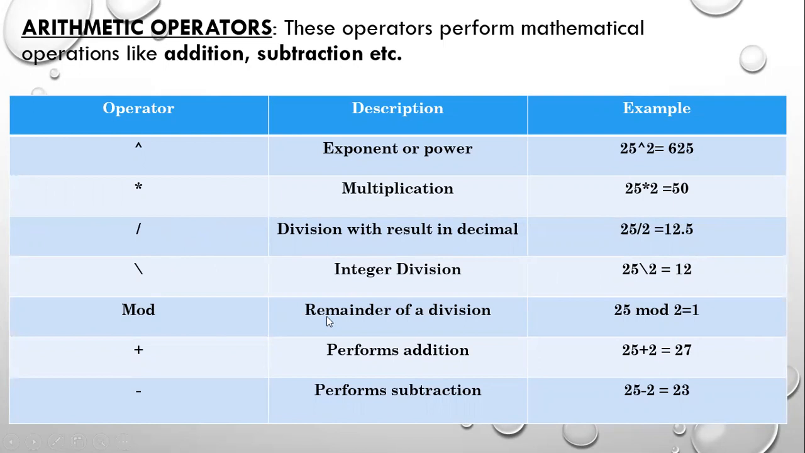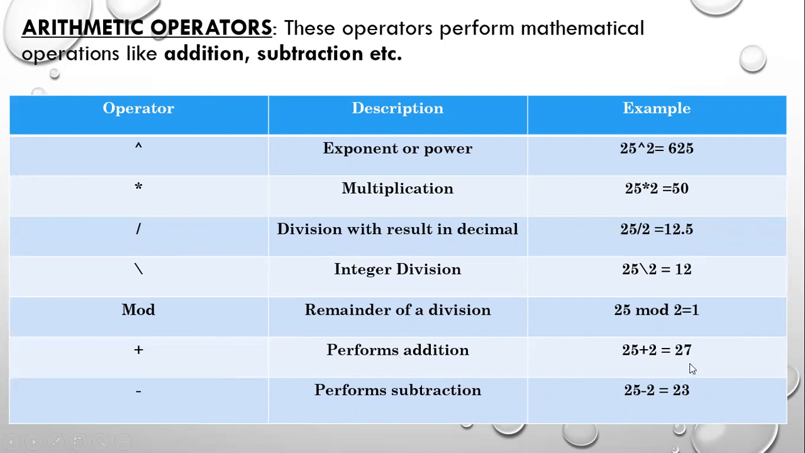Another one is modulus, or mod. Mod gives you the remainder of a division. So when you write 25 mod 2, the remainder is 1, and that's the answer that comes. When you want the answer as a remainder, you use your mod operator. Another simple operator is addition, which performs normal addition.